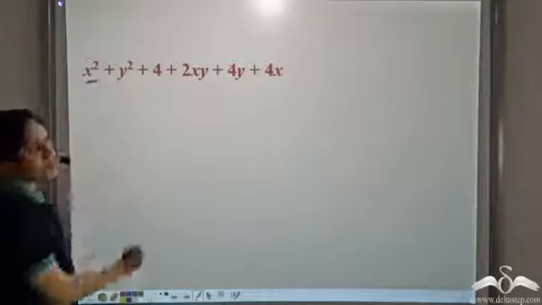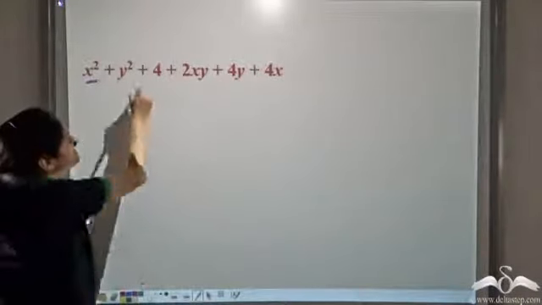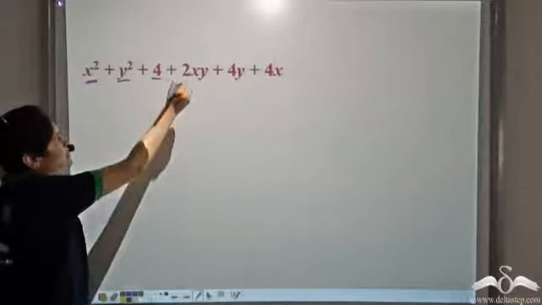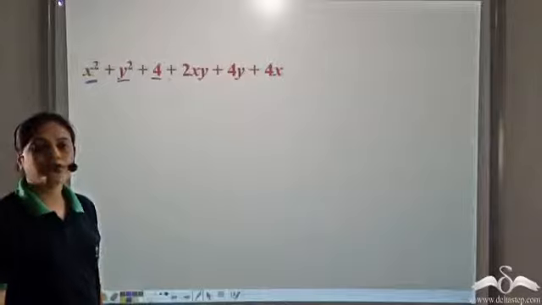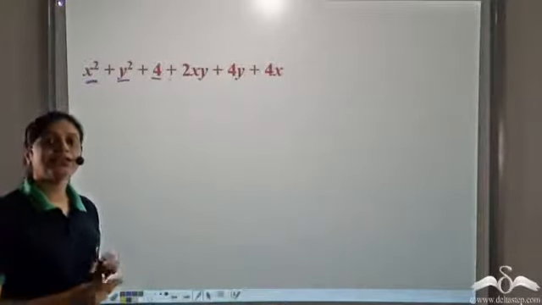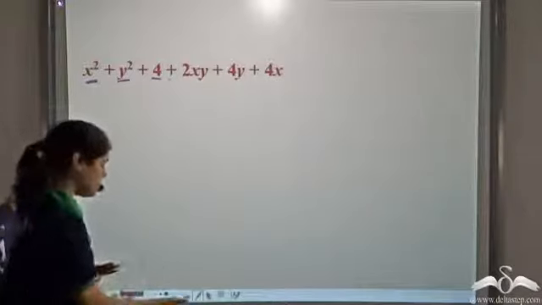This is a square term. It is the square of x. This is a square term. It is the square of y. This is a square term. It is the square of 2. So can you recall an identity containing 3 square terms?